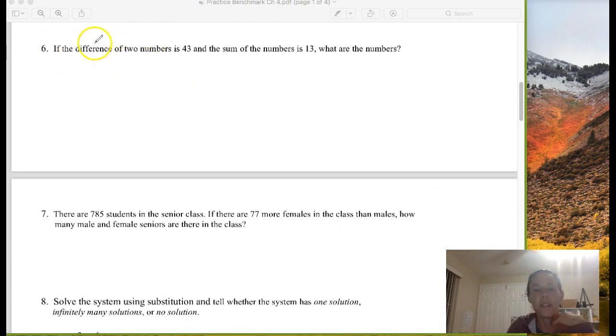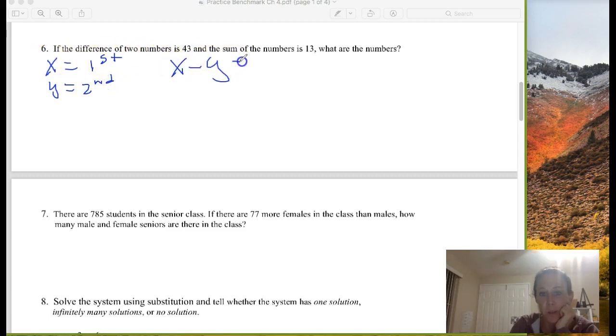Okay, you gotta love these. The difference of two numbers is 43. The sum of two numbers is 13. What are the numbers? Well, you gotta define a number. Let x equal the first number, and let y equal the second number. Okay, and then you can go, the difference between the two numbers, subtract them, is 43. Okay, and sorry, that should be a 3, is 43. So that's the difference between two numbers.